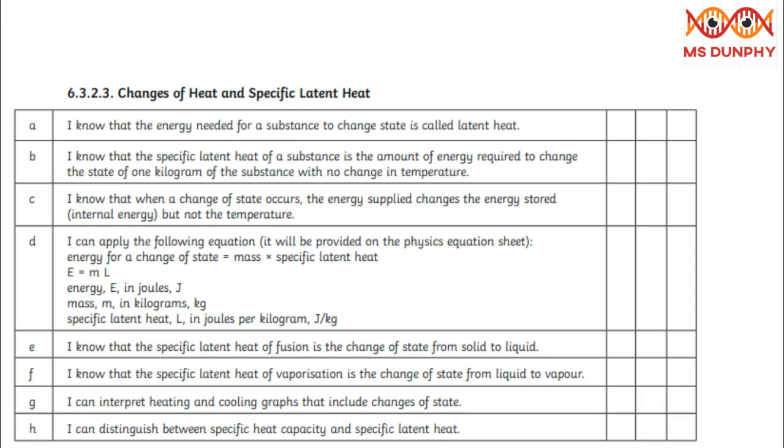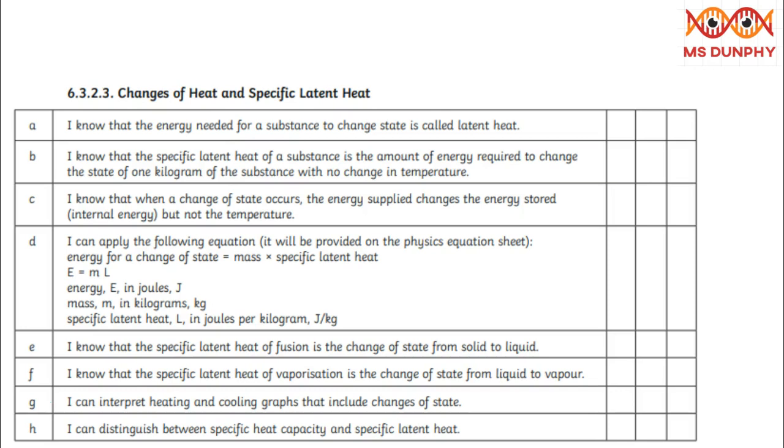Quite a few things that we need to know from this little section. Know that energy is needed for a substance to change state, and this is called latent heat. Know that the latent heat is the amount of energy required to change the state of 1 kilogram of substance with no change in temperature. Know that when a change of state occurs, the energy supplied changes the energy store, the internal energy. Remember, internal energy was the total kinetic and potential energy added together.